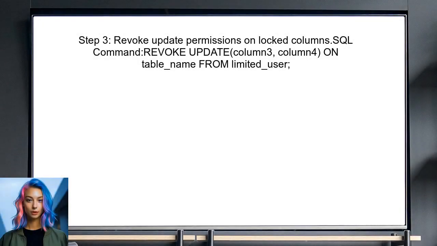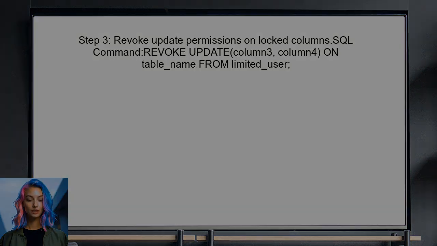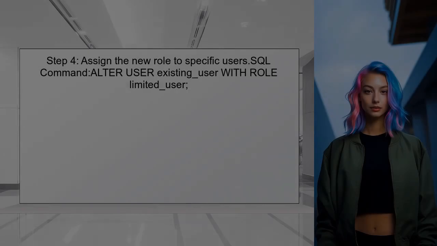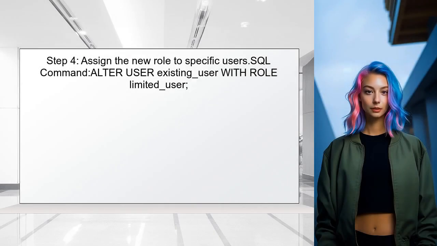After setting up the role and permissions, the user should revoke the update permission on the columns they want to lock. This ensures that even if the user has access to the table, they cannot edit those specific columns. Finally, the user can assign this new role to the specific users who need restricted access. This can be done using the alter user command.